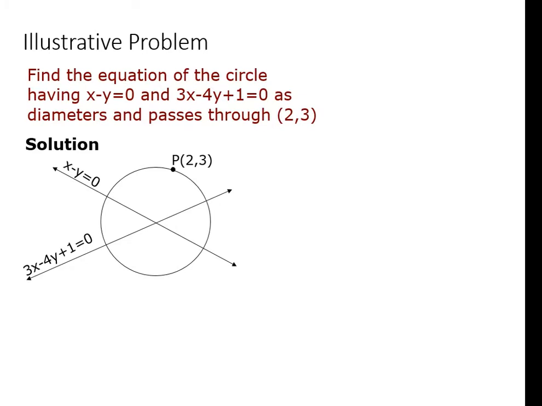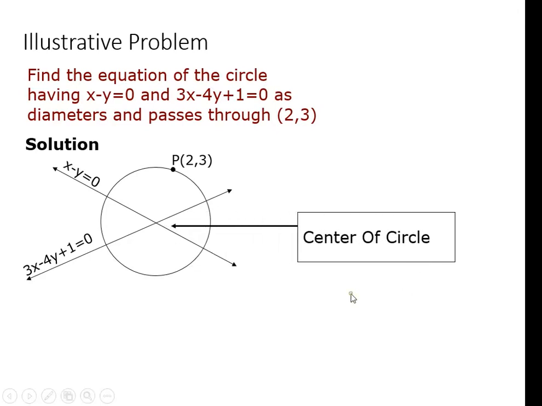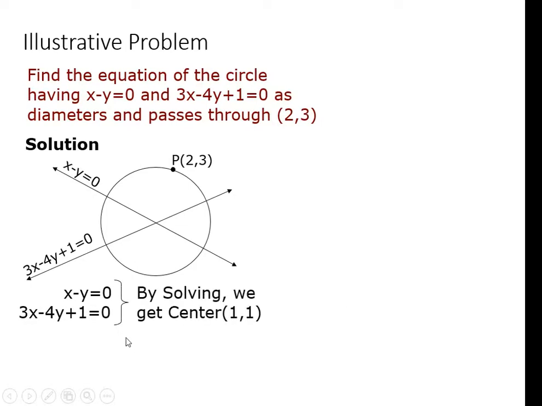The point of intersection of the diameters is the center of the circle. How do we find the point of intersection? By solving these two equations, and I got it is (1, 1). So center is (1, 1) and a point on the circle is (2, 3). So we apply central form, and radius is r. So r square is equal to (2 minus 1) square plus (3 minus 1) square, which is 5.